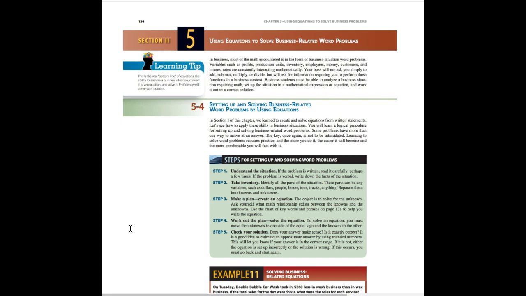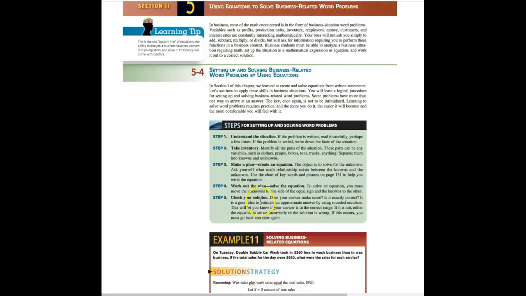And so we're going to do what we've done previously, which is we're going to set up the problem, work on the problem, and check our answer. So they've pulled out 5 steps that they want us to use, which is understand the situation, take inventory, which means identify all the pieces and all the parts, make a plan, solve it, and then check your work. So we're going to take a look at this example.